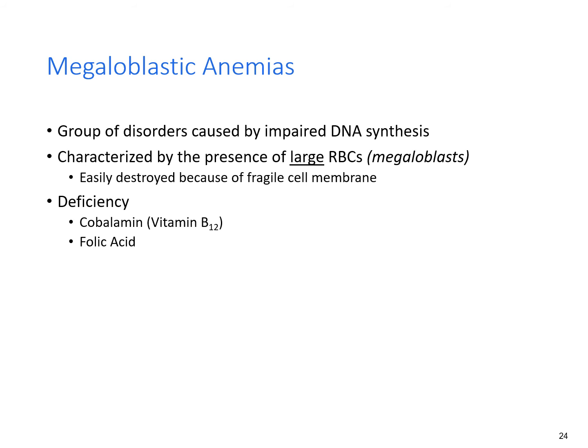All right, so now we're going to talk about the megaloblastic anemias, right? These are a group of disorders caused by impaired DNA synthesis. They are characterized by the presence of large red blood cells, hence the name megaloblasts. They are easily destroyed because of a very fragile cell membrane. In terms of the deficiency, we're specifically talking about cobalamin, which is vitamin B12, as well as folic acid.